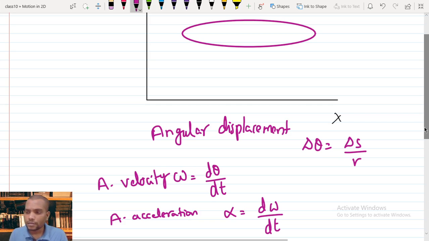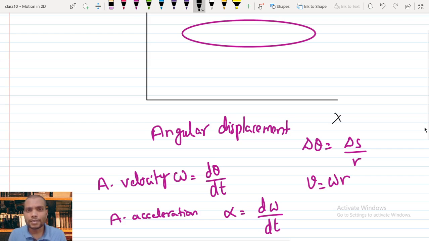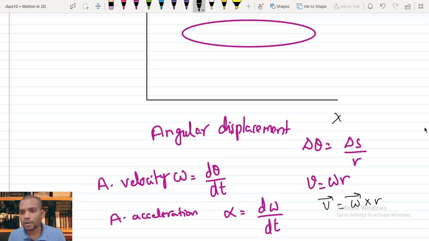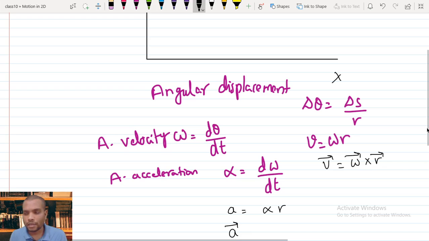And apart from that, we got a relation between linear velocity and angular velocity: v equal to omega r, or in vector notation, v bar equal to omega bar cross r bar. Not only that, we got one more relation between linear acceleration and angular acceleration: linear acceleration a equal to alpha times r, or in vector form a bar equal to alpha bar cross r bar.